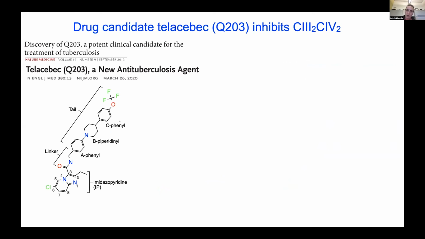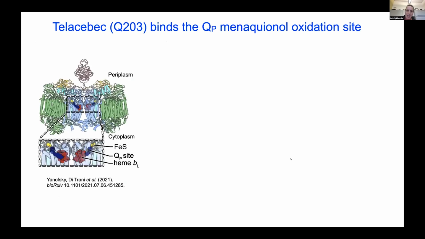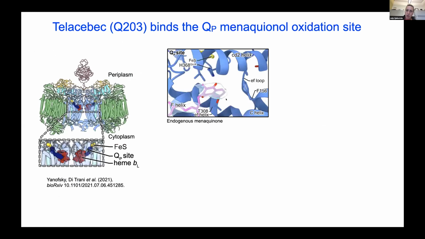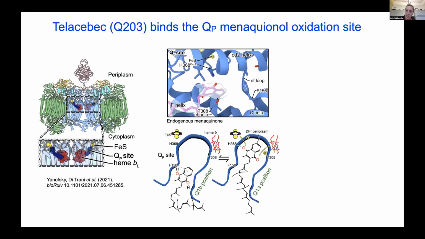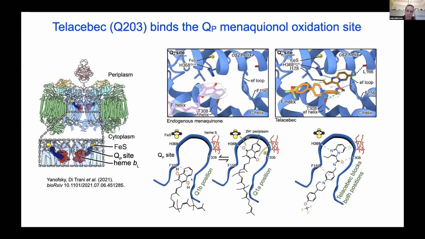This is one of the first new compounds with proven anti-TB activity in humans. And a student, David Yanofsky, and a postdoc, Justin Detrani, have been able to show in collaboration with Peter Brzezinski that we get submicromolar inhibition. And we've also been able to determine structures, first showing endogenous menaquinol in the site where menaquinol is oxidized, and then also showing the drug candidate Tilacebec blocking that site and blocking the dynamics that we believe are important for menaquinol oxidation in the activity of the mycobacterial respiratory supercomplex.